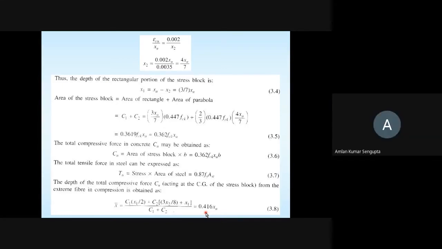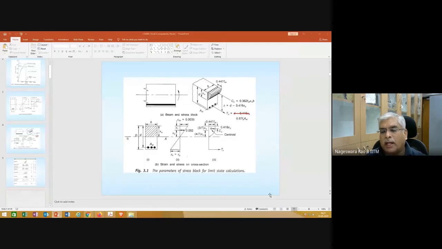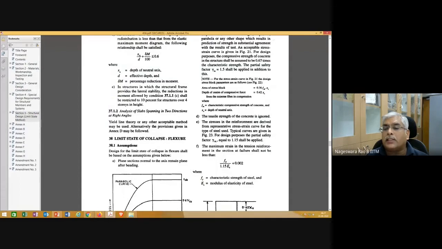Anyway, these two quantities: 0.36 fck xu, that is the area of this stress block, 0.36 up to the second significant digit, and the location or the CG of the resultant compressive force, 0.42 xu. They are given directly in the code book under this note.